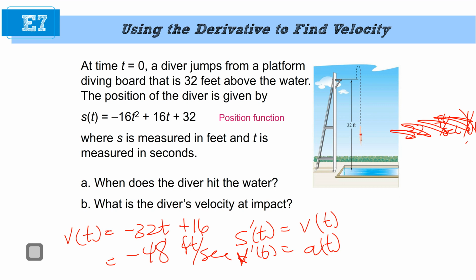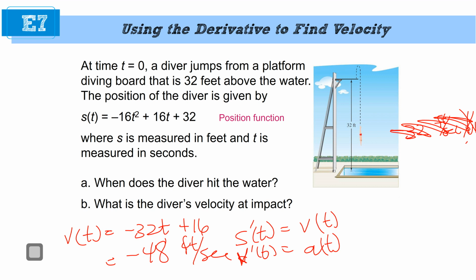Okay? So again, when you're done with these problems, ask yourself if your answer makes sense. If you get an answer like 48 feet per second, you've done something wrong. That means the diver jumped off the diving board and flew up into the air, which would be really awesome to watch, but not possible.